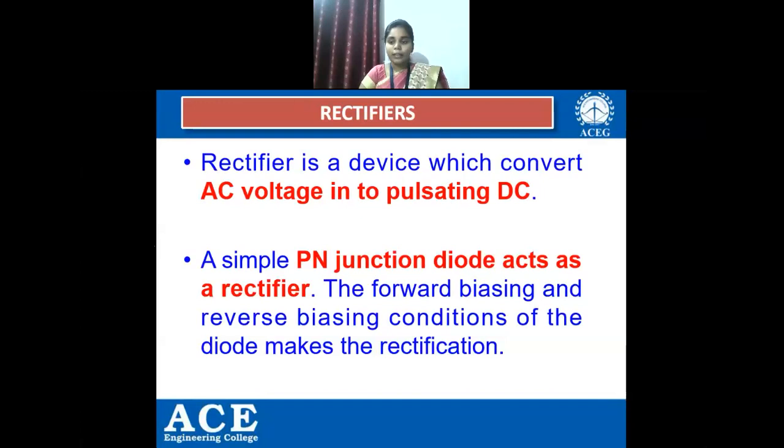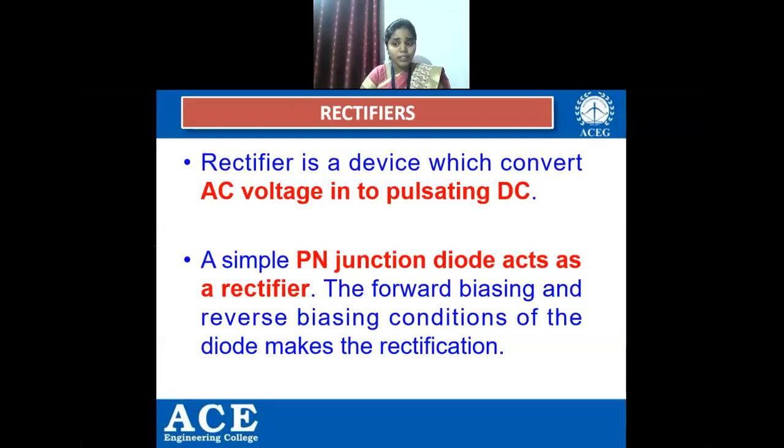Yes, AC is converting into a pulsating DC. Now, a PN junction diode acts as a rectifier, and in our first class we have seen one specific point about PN junction diodes, right? What is that? A PN junction diode allows current to flow in only one direction and blocks the current in the other direction. Yes, this acts as a rectifying property.